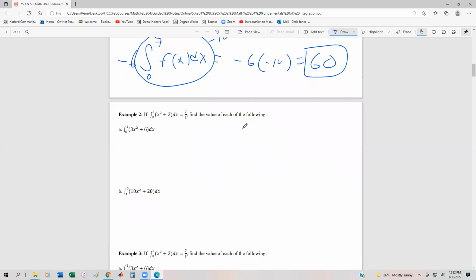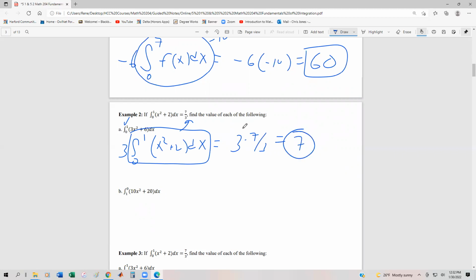Notice right here we have the same bounds, so that's good. And we have the integral of 3x squared plus 6. We could rewrite this by factoring a 3 out, and we could write this as 3 times the integral of x squared plus 2 dx. Well, we know what the value of this is. That's just 7/3. So we get 3 times 7/3, or 7.